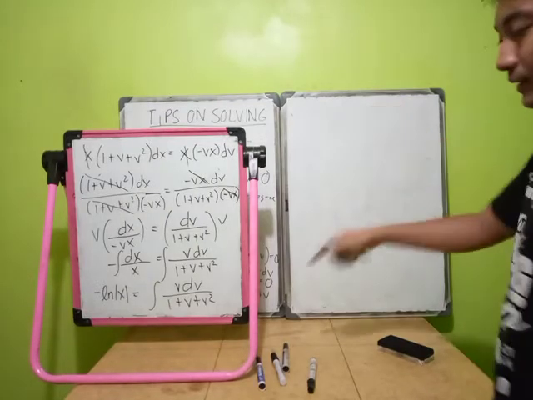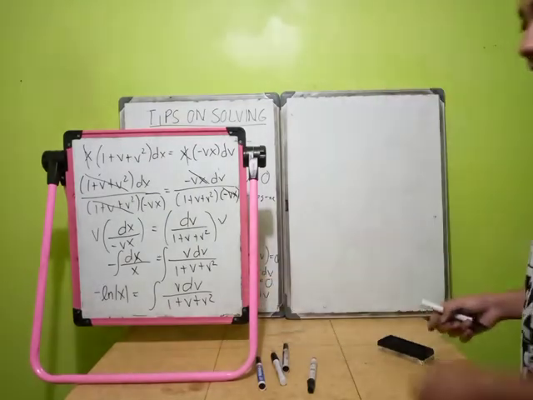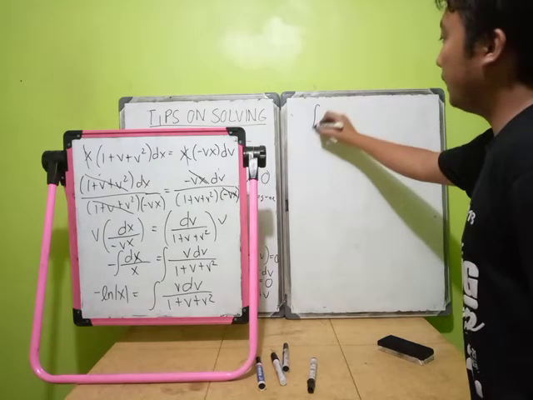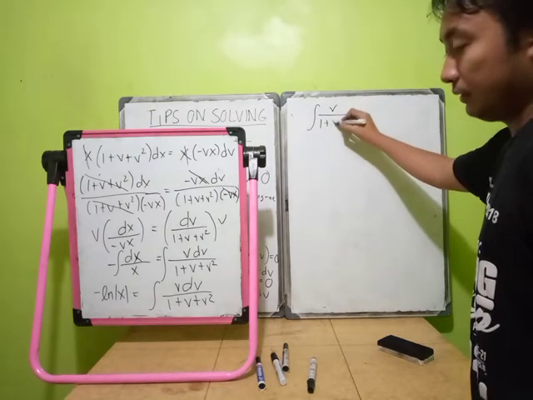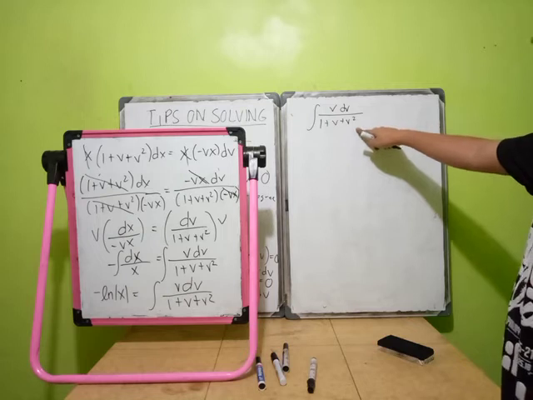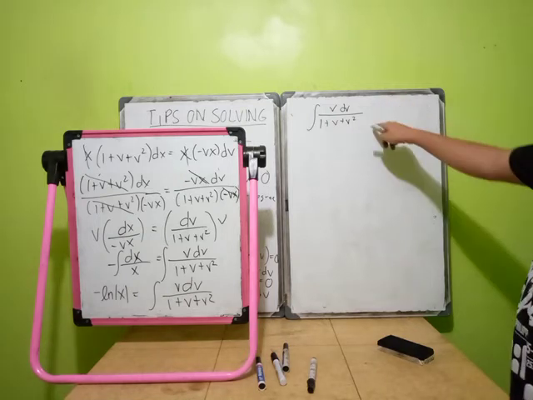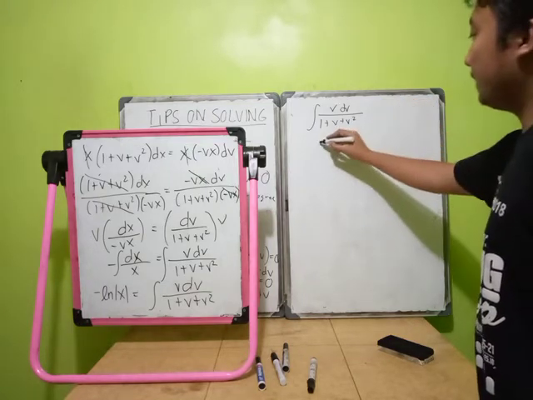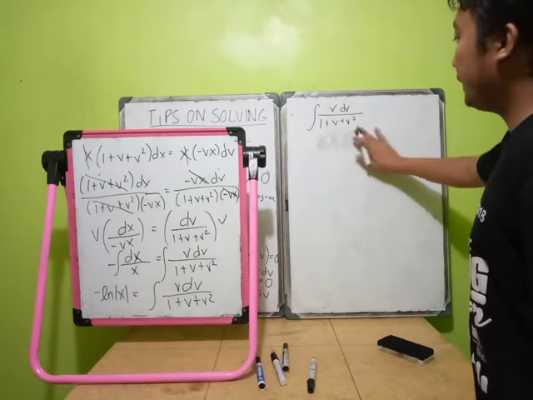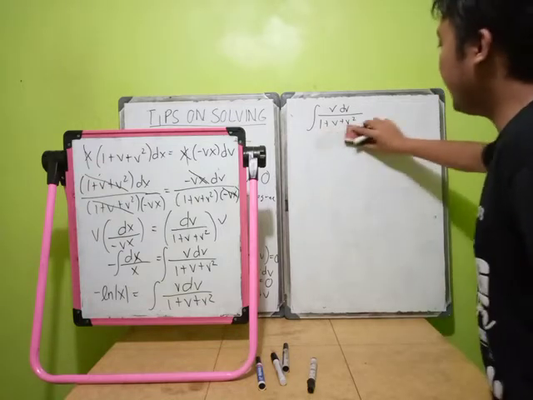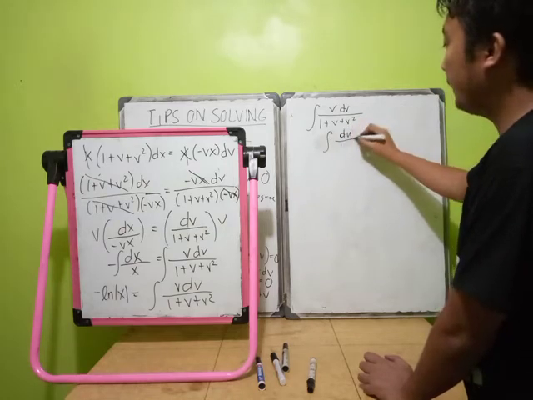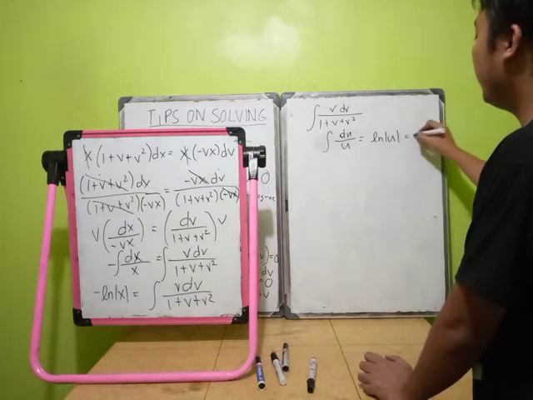Okay, so dito, concentrate muna tayo dito kay integral of v dv over 1 plus v squared. Okay, so yan. Ito muna itong concentrate natin. Okay. So, ang pwede natin gawin dito is i-check natin. Baka pwede siya kay ln. Di ba? We have this in which ln of absolute value. If you integrate du over u, it is equivalent to ln of absolute value of u plus c.